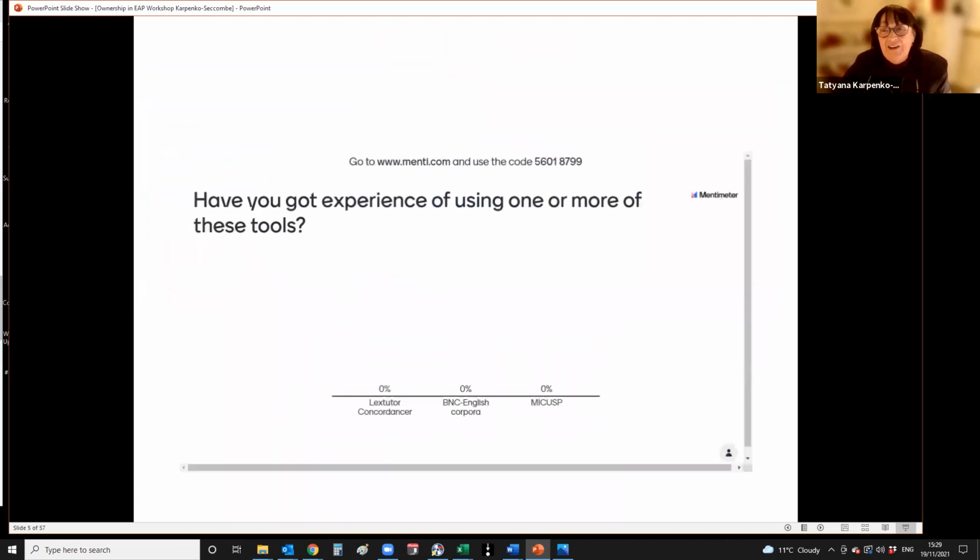But could you help me at this point to see whether you've got experience of using these, so that I wouldn't start talking to you about things that you already know? Could you go to menti.com and use this code and just say which ones you are using or you are aware of? That would help me not to bore you with the details that you already know. Thank you.